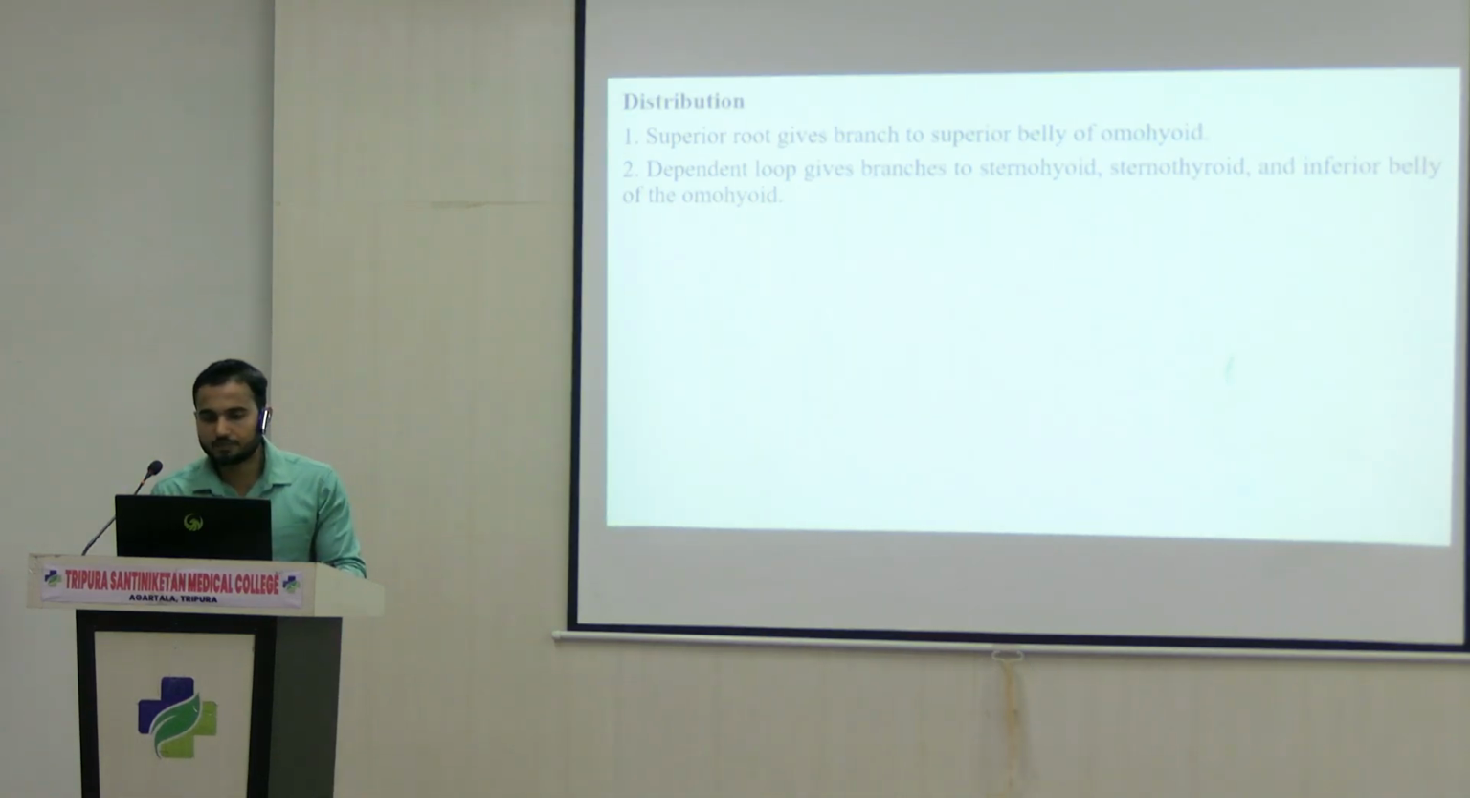So the superior root gives branches to the superior belly of omohyoid. Okay, the ansa cervicalis, the descending loop, gives branches to the sternohyoid, sternothyroid, and inferior belly of omohyoid. Like this, as I said, these are supplying the infrahyoid muscles. Okay, so that is all about the gross structure of the neck.